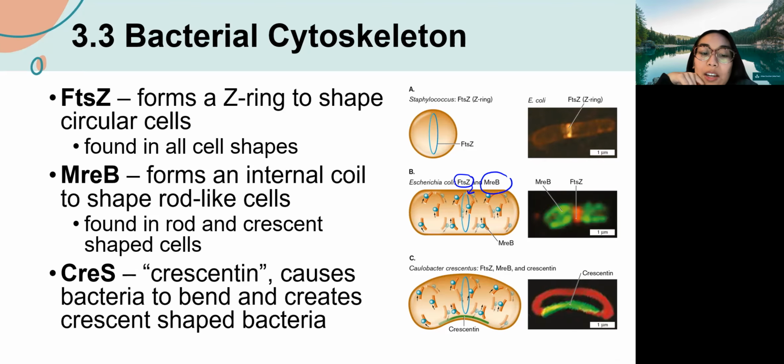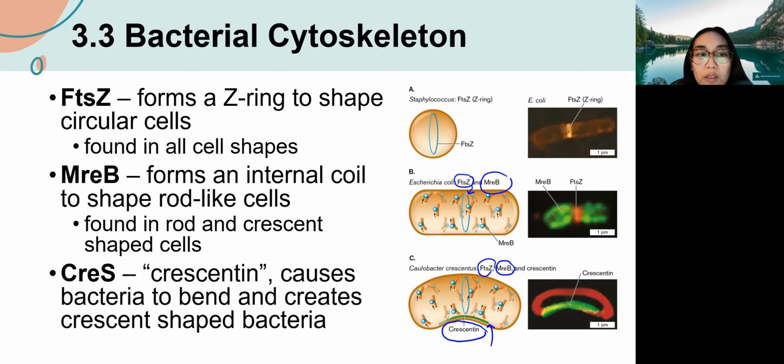But notice that this bacteria that's crescent shaped still has FtsZ and it still has MreB. So it still has the two previous proteins. It just has the crescentin on top of it, okay? So make sure that you remember that it's not just the crescentin that is present. It's crescentin plus FtsZ plus MreB that makes the bacteria crescent shaped. Okay.